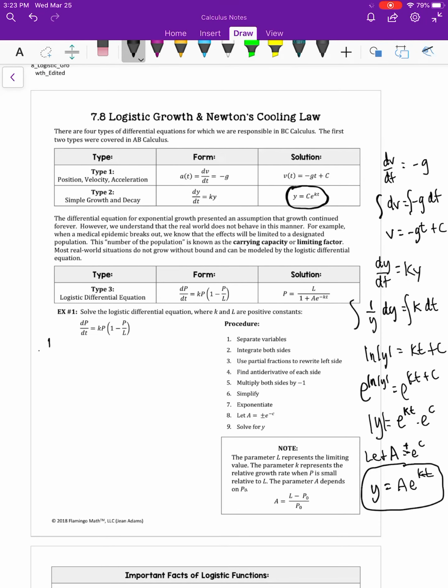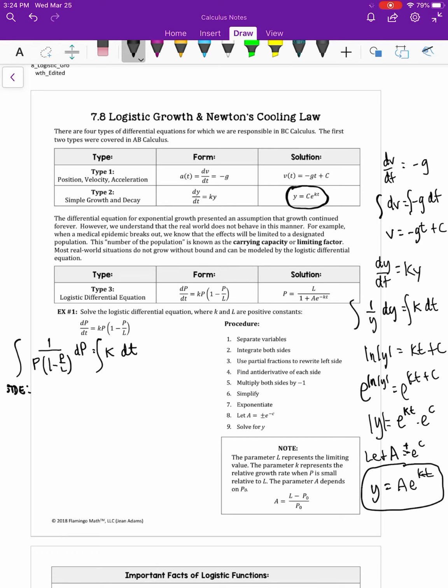So we want everything that has a p in it to be on the left-hand side. So I'm just going to divide both sides by p times 1 minus p over L and leave that dp there. The only thing that stays here is k. And integrate.